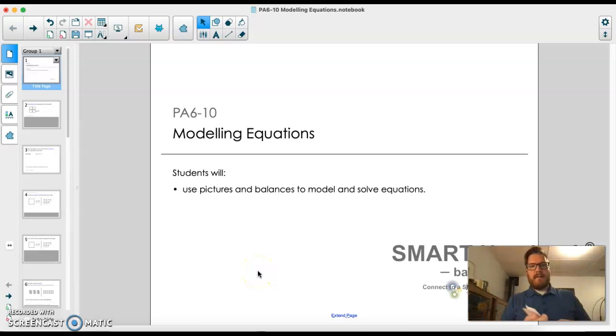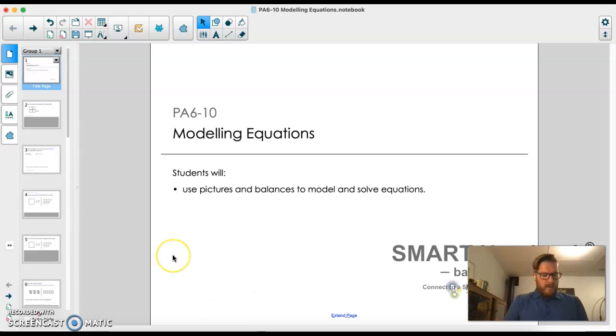This one's focusing on something called modeling equations. It fits in with PA 6-10 in your workbooks. And so hopefully by the end of this lesson and the end of the practice in the workbook, you can confidently say that I can use pictures and balances to model and solve equations.